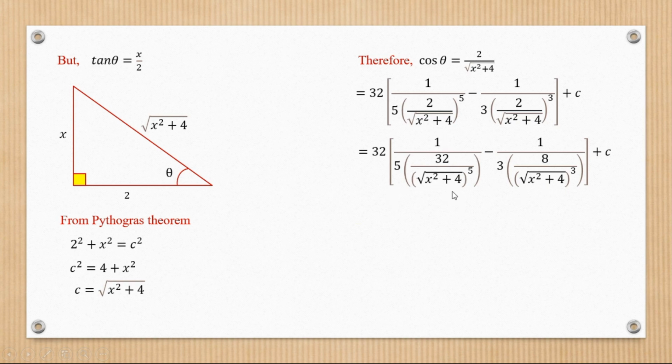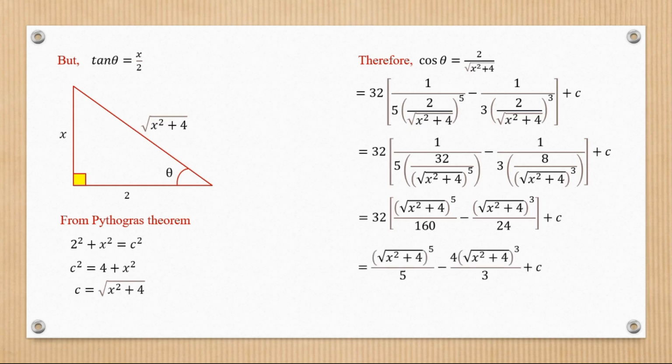But because we have 1 dividing by that, it means we're going to actually invert them, and then I'll have this value denominator going to the top over the 160 minus this value denominator going to the top over 24. So this is what I end up having. Then I can multiply the 32 in, and then 32 and 160 reduce, and I'll have this over 5 minus this over, now this and this also reduce, and I'll have 4 over 3 cubed plus c.